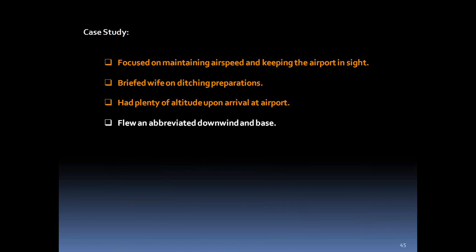So he flew an abbreviated downwind and base leg. Very good plan. Fly as closely to your normal procedures as you can if you're doing a dead stick landing. It's easier to judge how much more altitude you need to make it to the runway and all that kind of stuff. He lowered the gear on short final and the flaps on short final.